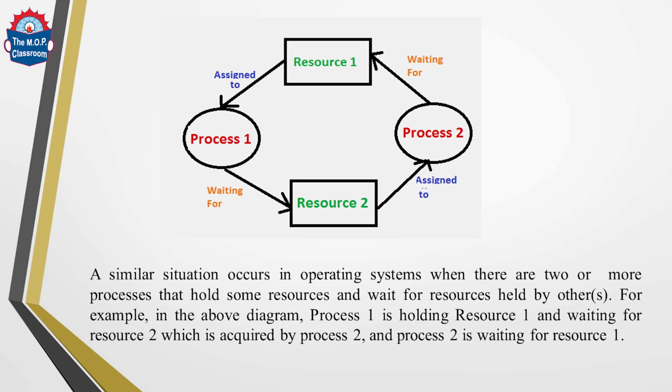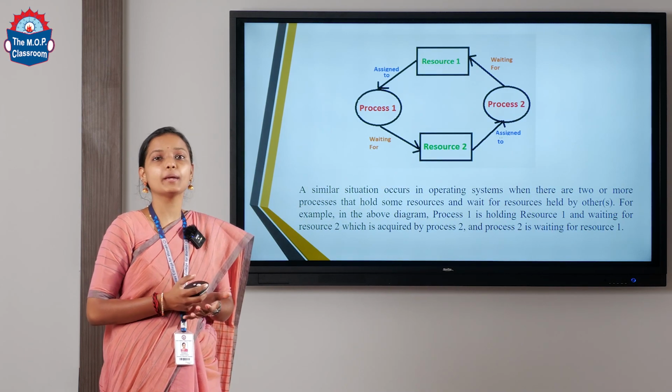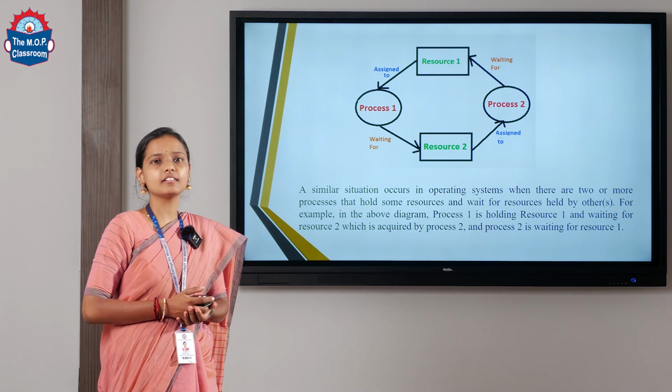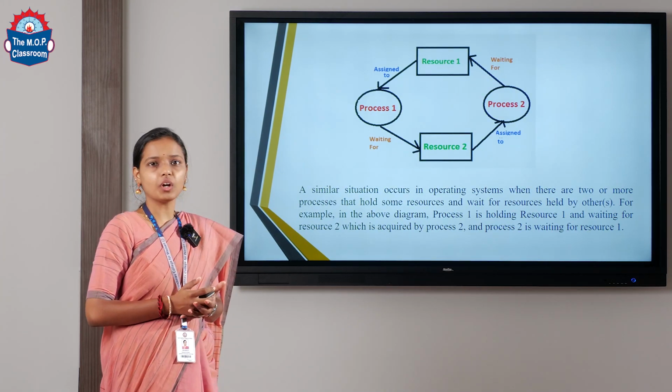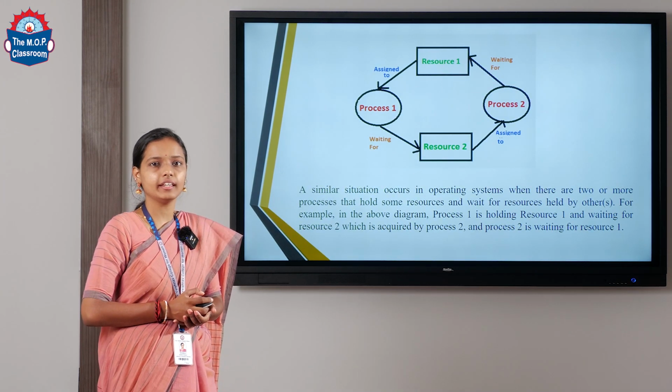In terms of a diagram, we have two resources, resource 1 and resource 2. Process 1 is holding resource 1 while requesting resource 2, which in turn is being held by process 2. And process 2 is requesting the resource which is held by process 1. So it's very clear that neither process 1 nor process 2 will be able to execute because each needs the resource which has been held by the other process. This is what we call a deadlock situation in a system.